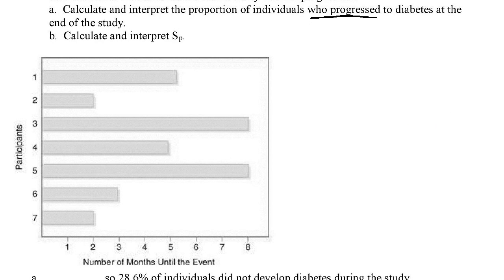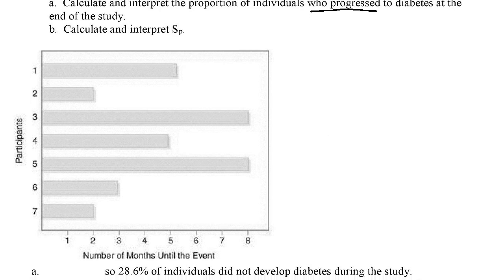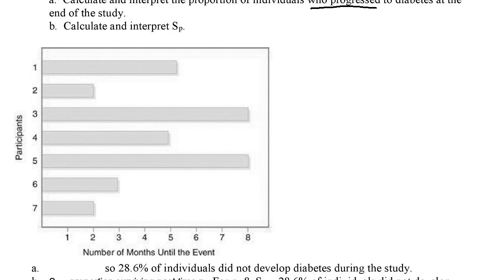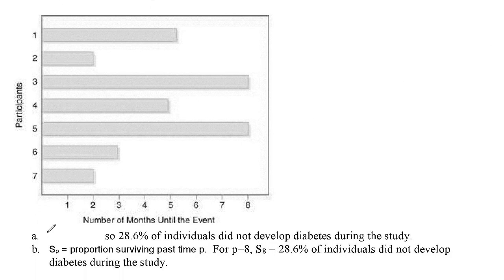I believe in the homework, they ask it one way, but then they state the multiple choice the other way. So we could say that 2 out of 7, which is 0.286, or 28.6% of the individuals did not progress or did not develop diabetes, or 5 sevenths progressed. Whichever way fits your multiple choice, there are 2 ways to say that.